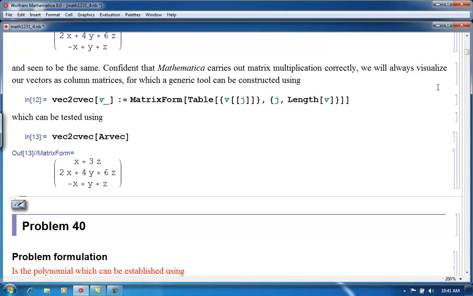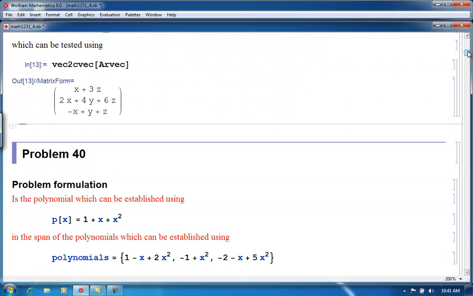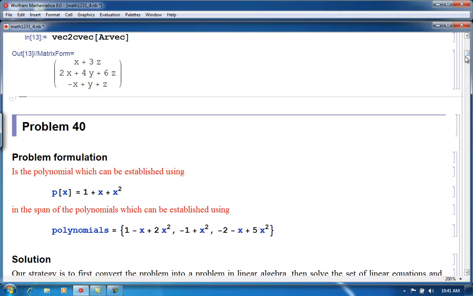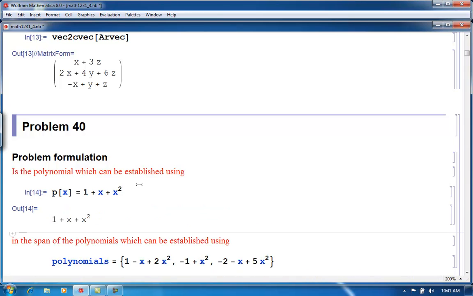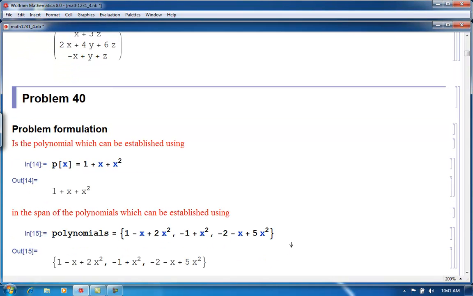So let's get on to the problems now. And the first problem, problem 40, is about polynomials. So the question is: is the polynomial, which we can construct using that, in the span of the polynomials which can be established using that? So we've got these three polynomials, like so.